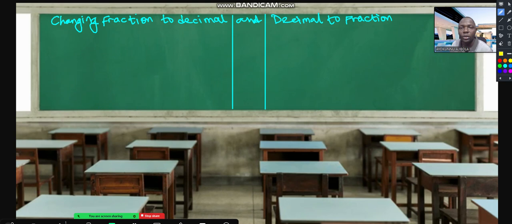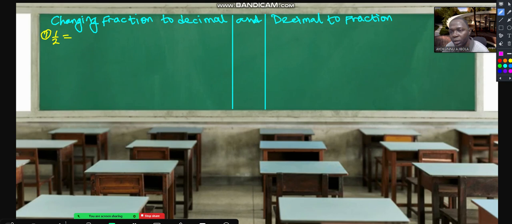So, changing fraction to decimal and decimal to fraction. Let's say example 1, you have 1 over 2, which is a fraction. How can we change it to decimal? Obviously it's going to be 0 point something because 1 is smaller than 2. How many 2 goes in 1? 0. It's not possible. Then you put a point here and put an imaginary 0 here to make 10. So you say how many 2 goes in 10? That's 5. So you'll agree with me that 0.5 is the same as half. 0.5 is the same as what? Half.